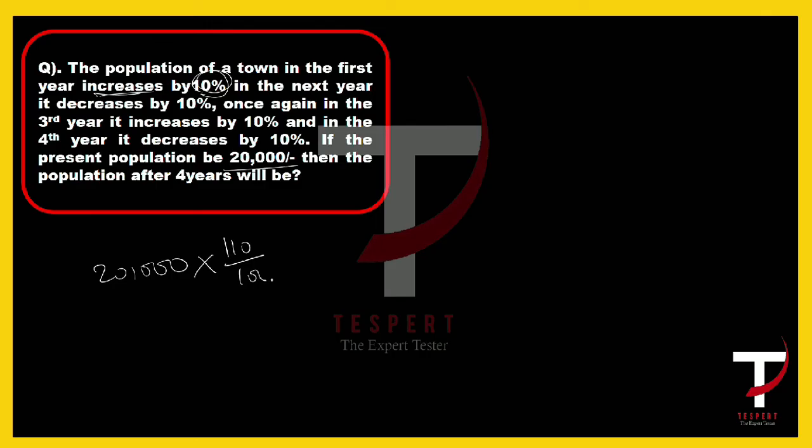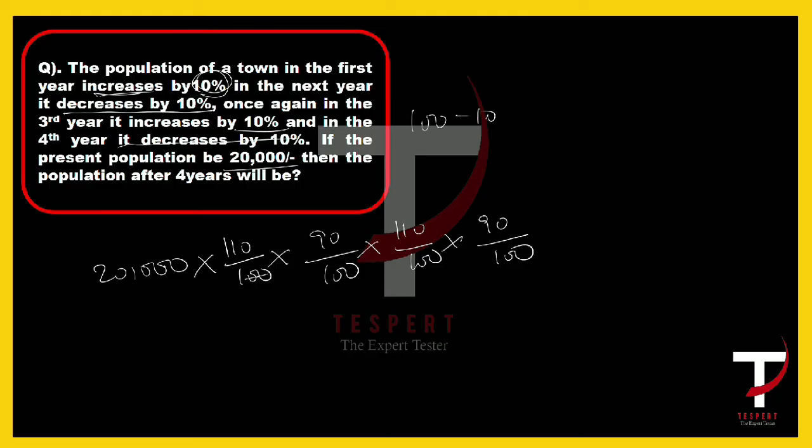But in the second year it decreased by 10%, so we must subtract: 100 minus 10, which is equal to 90 by 100, into, once again in the third year it increases by 10%, so 100 plus 10, 110 by 100. In the fourth year it decreases by 10%, so 100 minus 10, which is equal to 90 by 100. We took 4 factors because we have to calculate for 4 years. This is the first year, this is the second year, this is the third year, and this is the fourth year. Calculate how much we get. We get 19,602 as the population after 4 years.